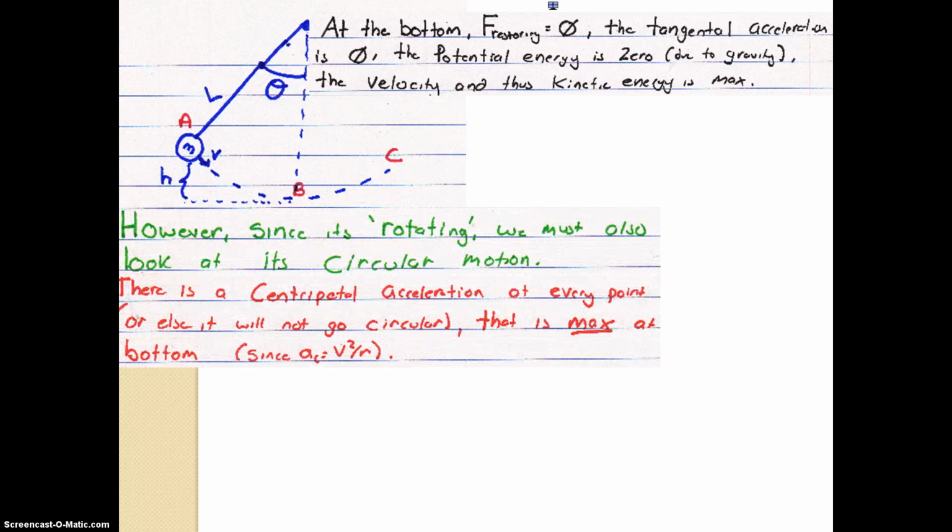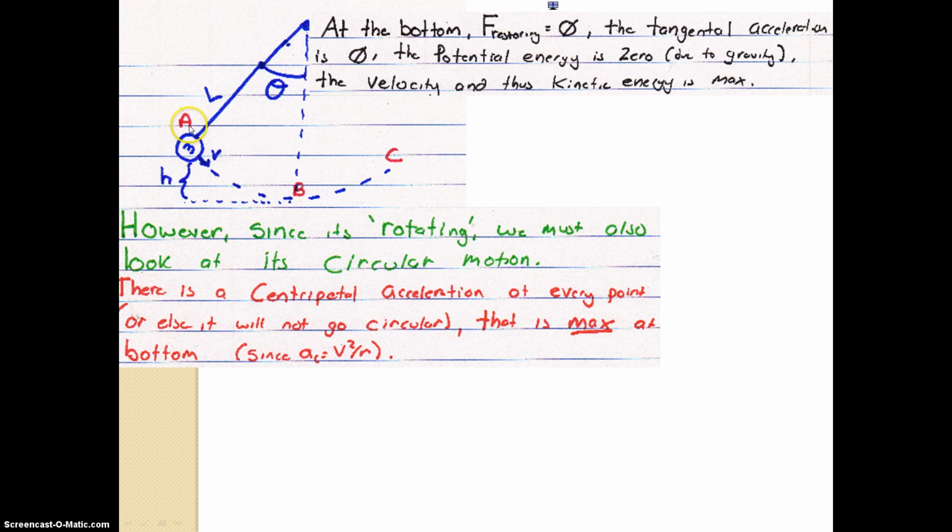However, since it's rotating, we must also look at this with a circular motion viewpoint, not just a simple, straightforward viewpoint. There is a centripetal acceleration at every point. There's got to be. It also won't go in a circle. It will just go in a straight line. So at points A, B, C, and every single point on here, there is a centripetal acceleration.